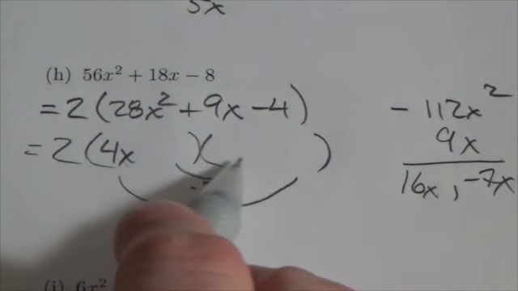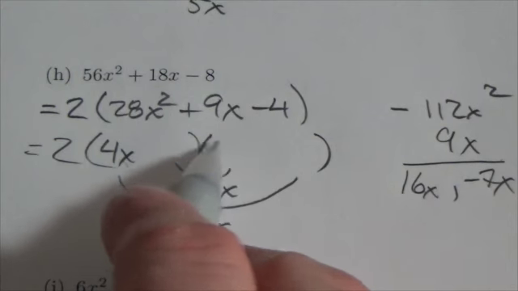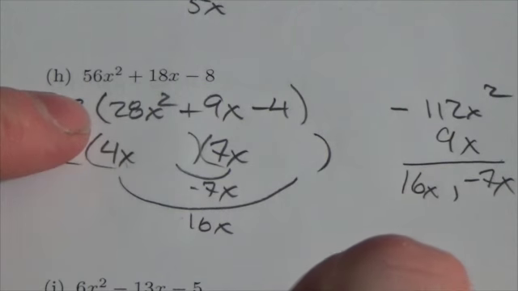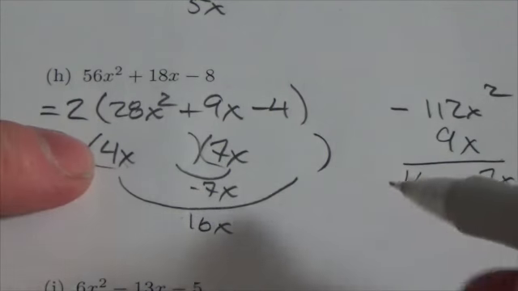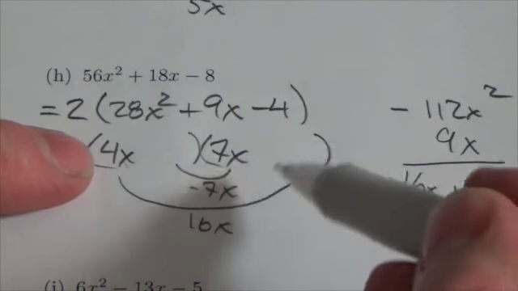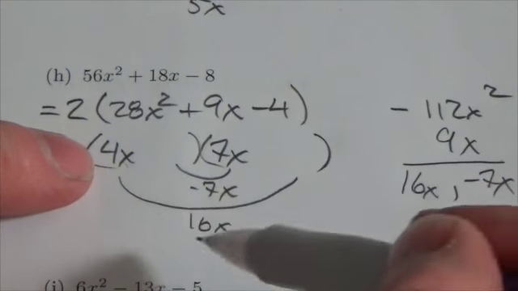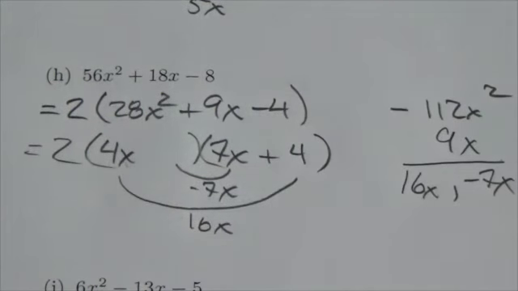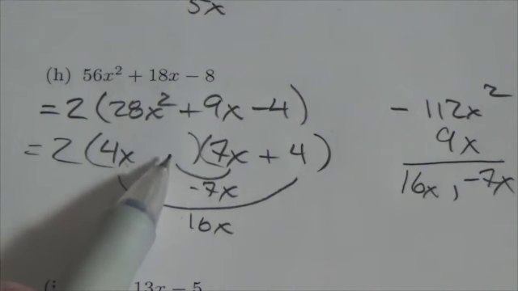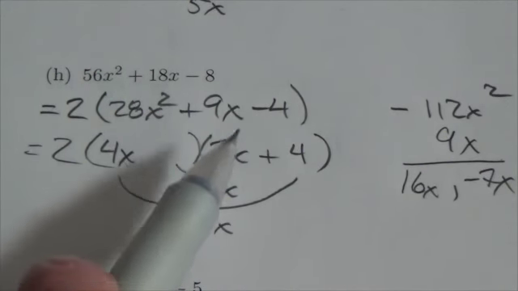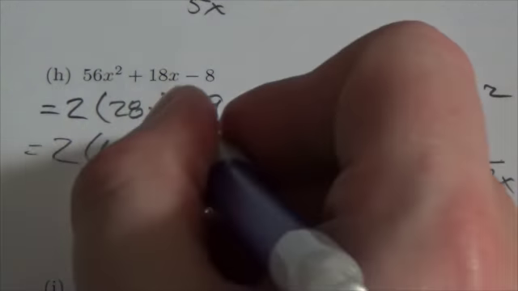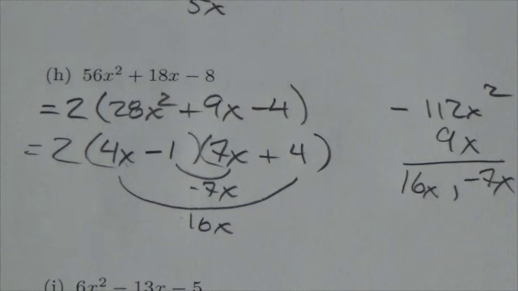And if this is 4x, that makes the first term in the second binomial 7x, so that their product is 28x squared. 4x, okay, the first term in the first binomial multiplied by the last term in the second binomial, their product has to be 16x. Well, there's the x, there's a 4, so this has to be positive 4. The last term in the first binomial multiplied by the first term in the second binomial, these two should be negative 7x. Well, there's the 7x. What I'm missing is that negative, so this has got to be negative 1. And so those are my factors.